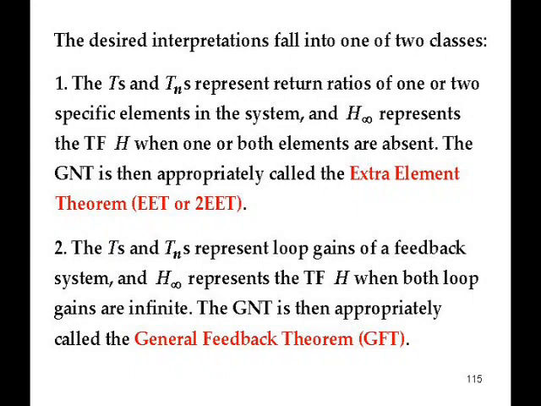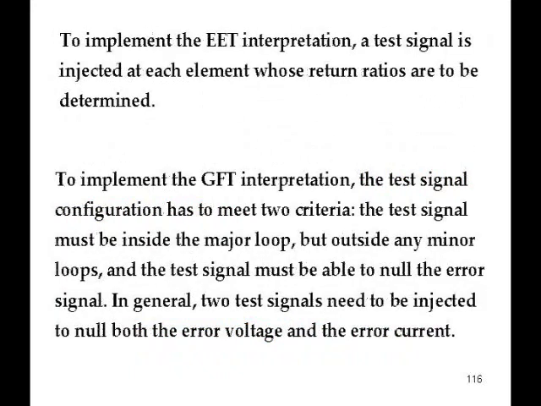To implement the EET interpretation, you choose a test signal at each element whose return ratios are to be determined. Those return ratios are the Z over ZD, etc. To implement the GFT interpretation, the test signal configuration has to meet two things. You've got to inject inside the major loop, but outside any minor loops.